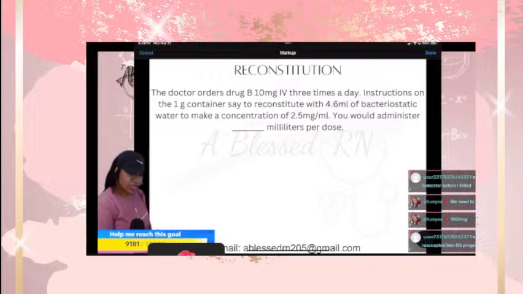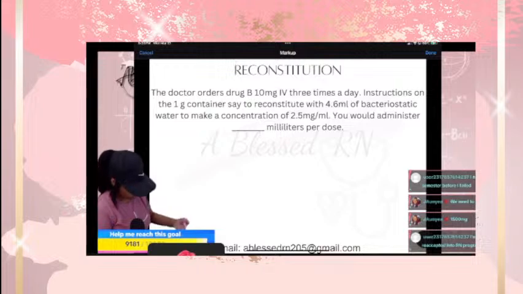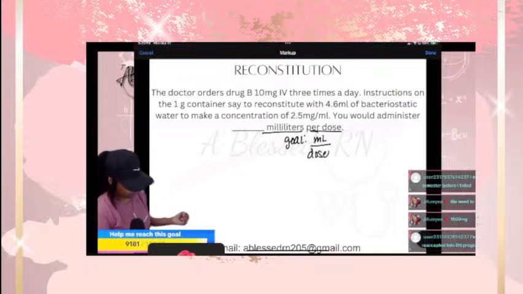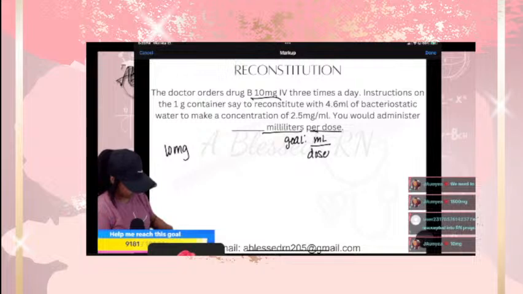So the first thing that we're going to do is find out what it is that we're looking for, okay? So our goal is to find milliliters per dose. So milliliters will go on the top, dose will go on the bottom, okay? So let's look at what we have. We've got an order for 10 milligrams, okay? We know that's one dose because it says 10 milligrams IV 3 times a day. So that's one dose, okay? 3 times a day. So you can go ahead and put one dose at the bottom because that's per one dose.